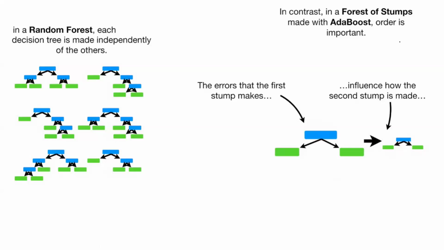In contrast, in the forest of stumps made with AdaBoost, order is important. The error that the first stump makes influences how the second stump is made. That's what we are talking about with boosting, right? In boosting, the data that we feed to the second model depends on the classification made by the first model. So the wrongly predicted data from the first model will have more weightage in the data that we feed to the second model. That is how every stump or every tree in AdaBoost is interlinked, whereas in random forest they're all independent of each other.